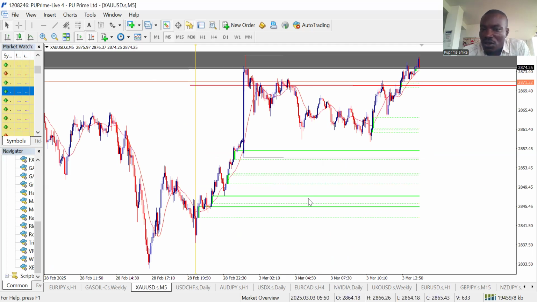I think selling gold is not going to be a bad idea. Selling gold is not going to be a bad idea. But let's wait for the confirmations before we enter the market.